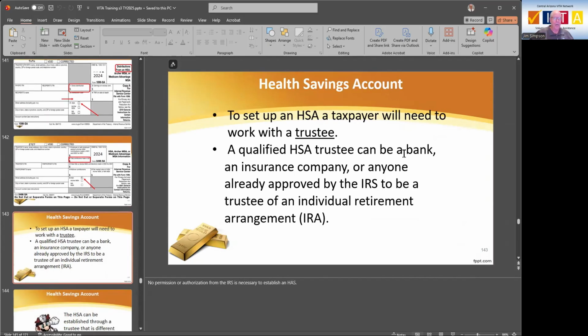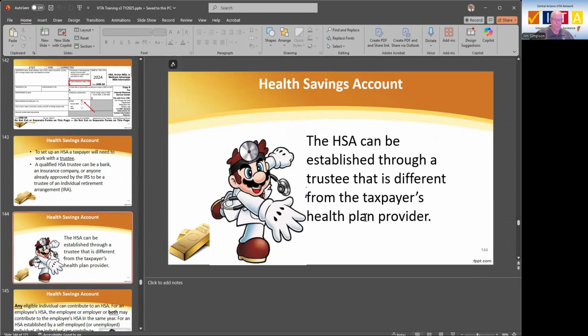Okay. To set up an HSA, you've got to work with a trustee, and that can usually be a bank, an insurance company, or anyone approved to set up an IRA. They can be the trustee, they hold the funds, they invest it, they distribute the money. The trustee does not have to be through your health plan provider, right? It can be independent, and that HSA is yours.